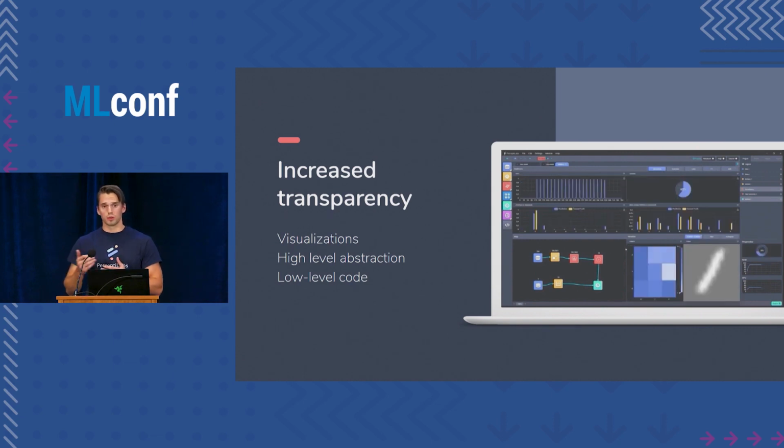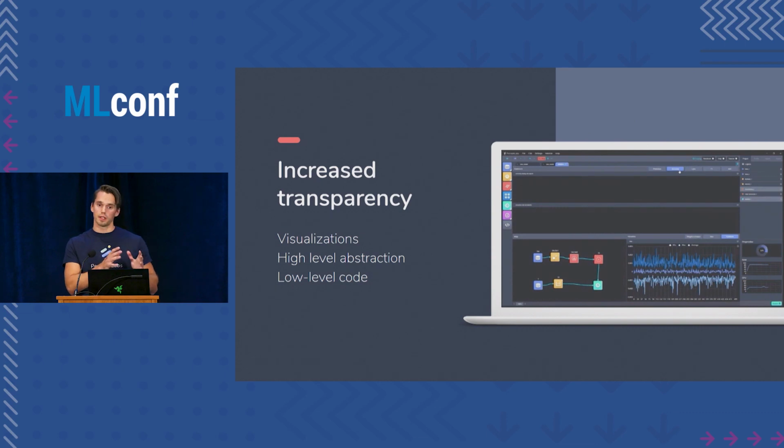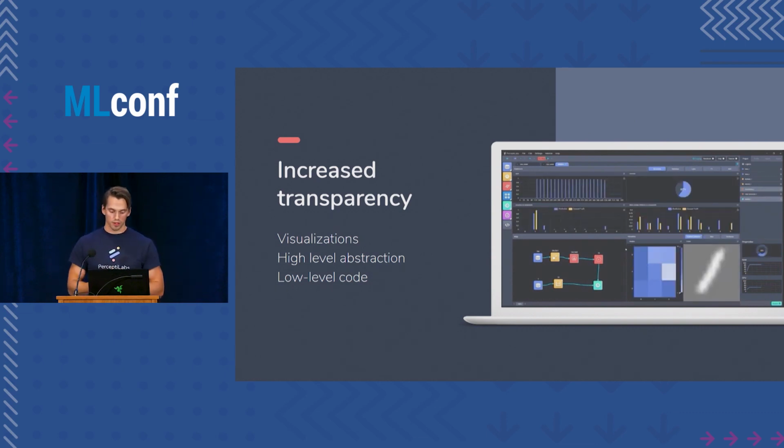And also with a GUI, you can, for example, see the model architecture very quickly. So you can, for example, take a look at the illustrations in a machine learning paper, copy it into the GUI, and run it right away. It's a very fast way of training models.